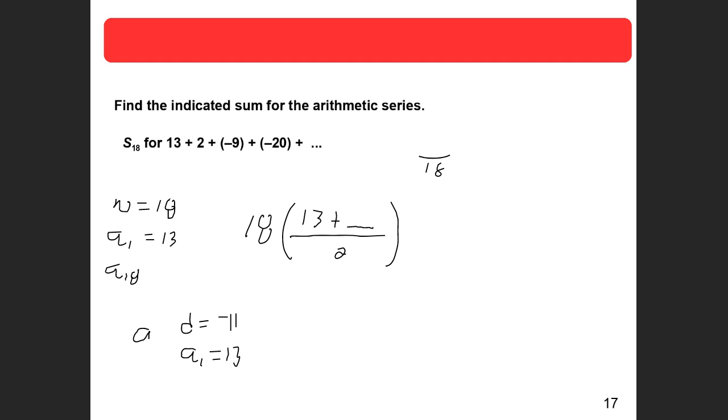So to come up with my formula, I'm just going to use 13 plus negative 11(n minus 1). So that's 13 plus negative 11n plus 11. It's negative 11n plus 24. Okay, so that should give me any term. So if I want to find the 18th term, I just plug 18 in here, plug that value in there, and work it out. That's all there is to it. It's fairly simple to do. It shouldn't cause too many problems.